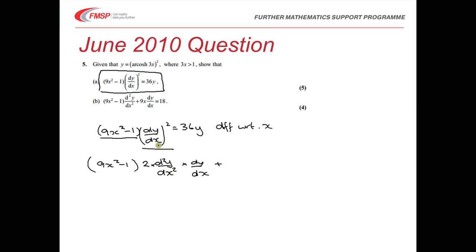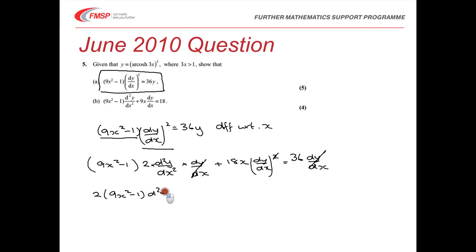So then to conclude the product rule, we're going to have 18x, which is the derivative of this bracket, times dy by dx all squared. That's the left hand side finally differentiated. The right hand side differentiated is just 36 times dy by dx. So you can see here everything is multiplied by dy by dx, and we can cancel that as a common factor. So we get 9x squared minus 1. I'll put that 2 in front of that. So this has gone, one of those has gone, and this has gone by division.